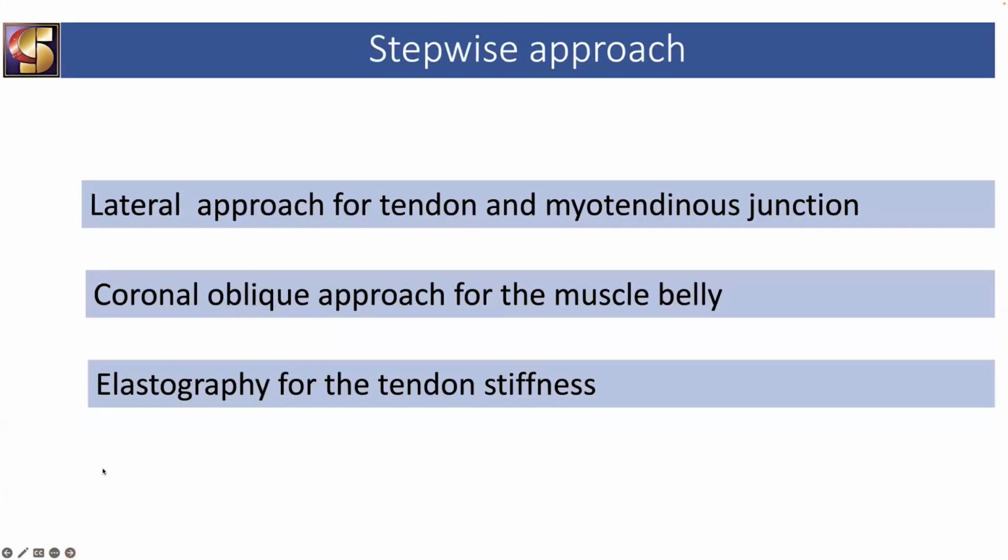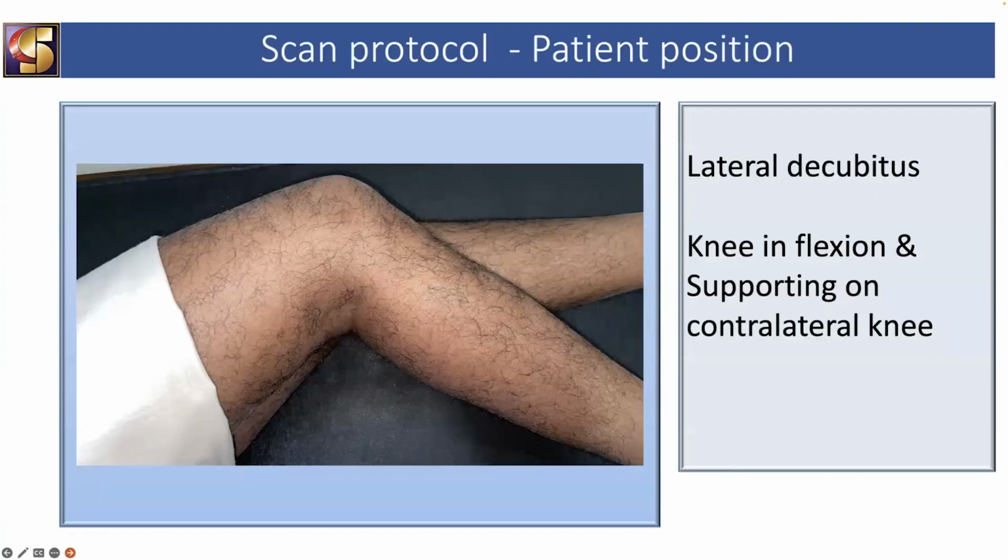So coming to the stepwise approach for the evaluation, we have a lateral approach for the tendon and the myotendinous junction, a coronal oblique approach for the muscle belly, and out of interest, we can do elastography for the tendon stiffness. So this is the basic patient position. The patient is in left lateral decubitus, knee in flexion, supported on the contralateral knee. This is the position which I have found very useful for seeing all the structures in the same position.